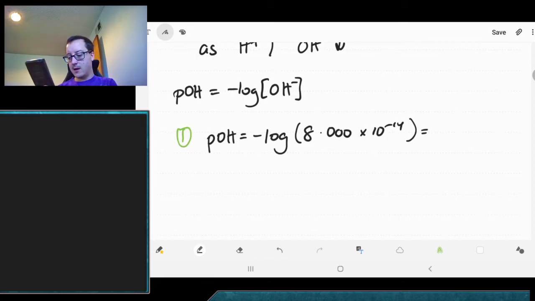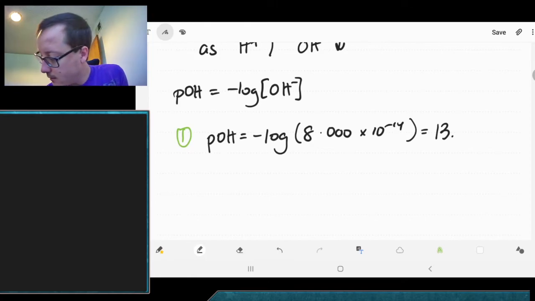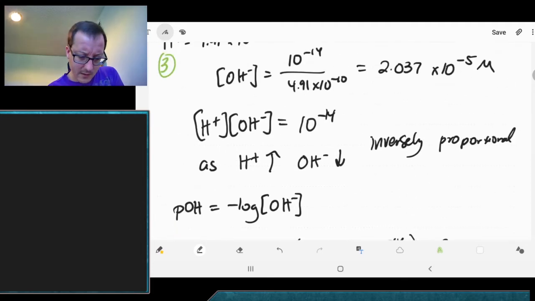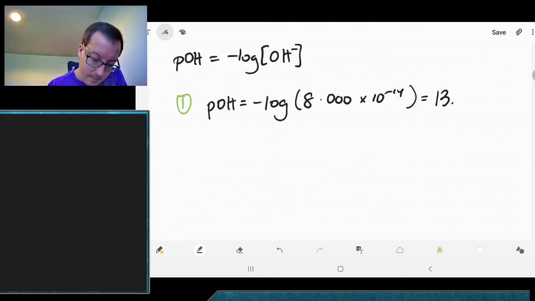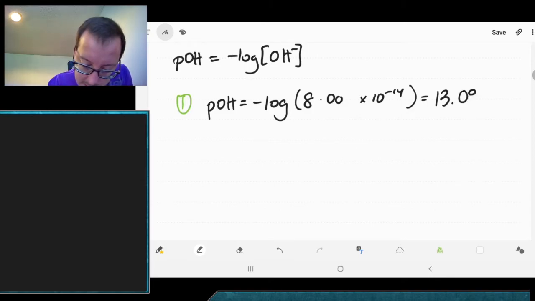calculator. Negative log 8E negative 14. We get 13 point, let's see, wow, do we really have that many sig figs for this? Oh, I'm sorry, this should only have been 2 zeros. Okay, so we have 0, 9, 7 there.